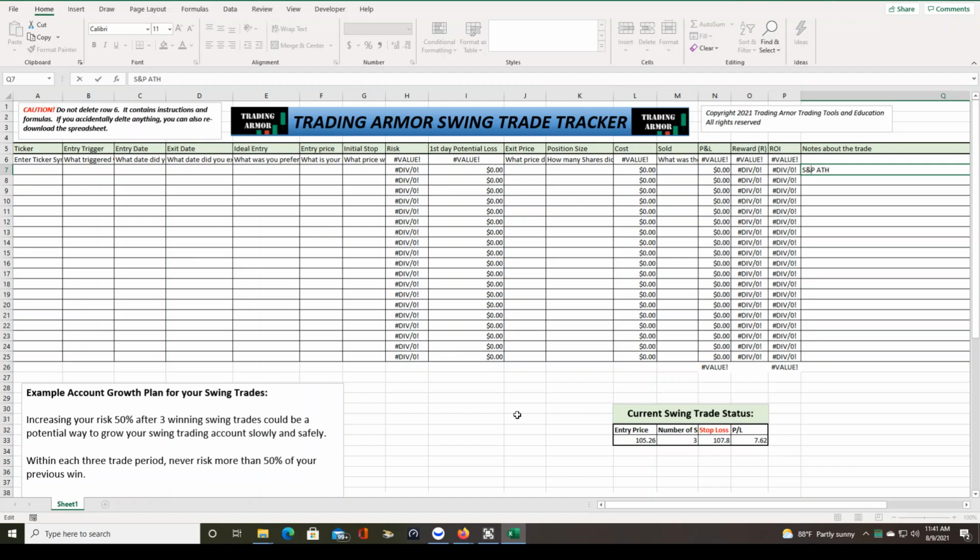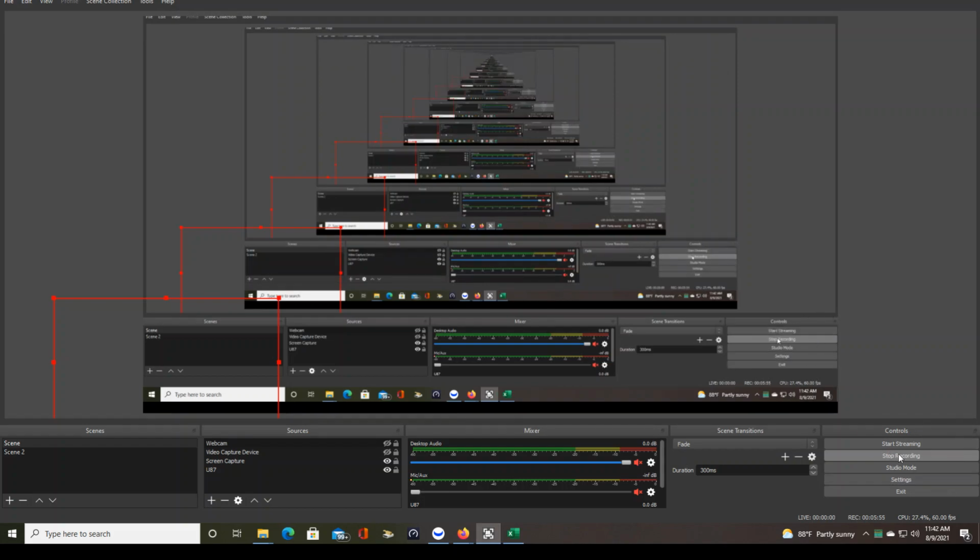As always, no matter what you're trading, whether it be a swing trade, a day trade, an investment, go into every single trade with a plan. Stick to that plan no matter what. Always take your stop losses, honor your profit targets, and in the long run, you should be green.